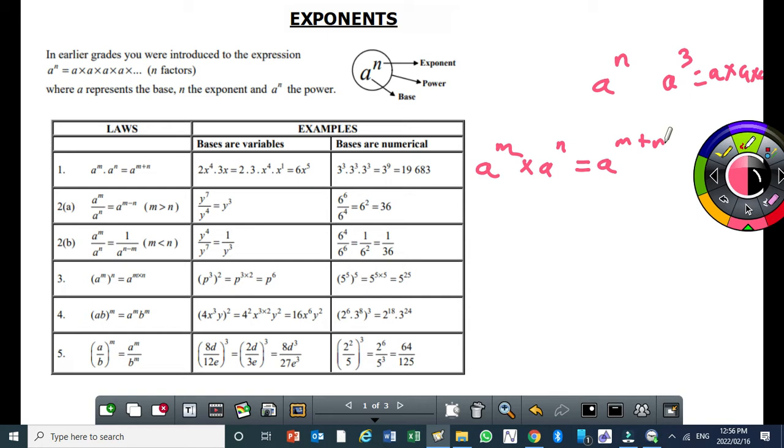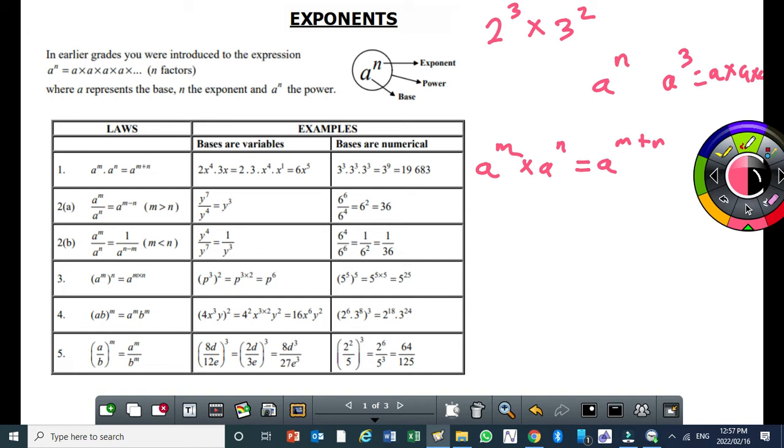Okay? If the bases are not the same, you cannot add the exponents. Like for example, if I give you 2 to the power of 3, and I say this is times 3 to the power of 2, you cannot multiply the bases. You cannot add the exponents in that case.